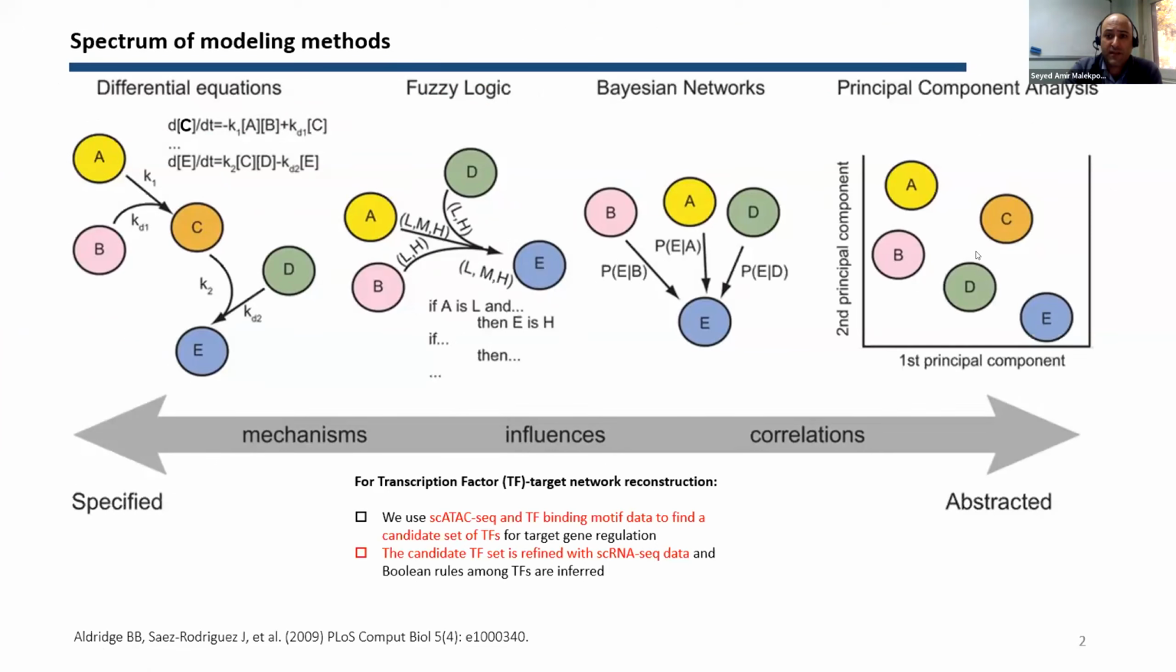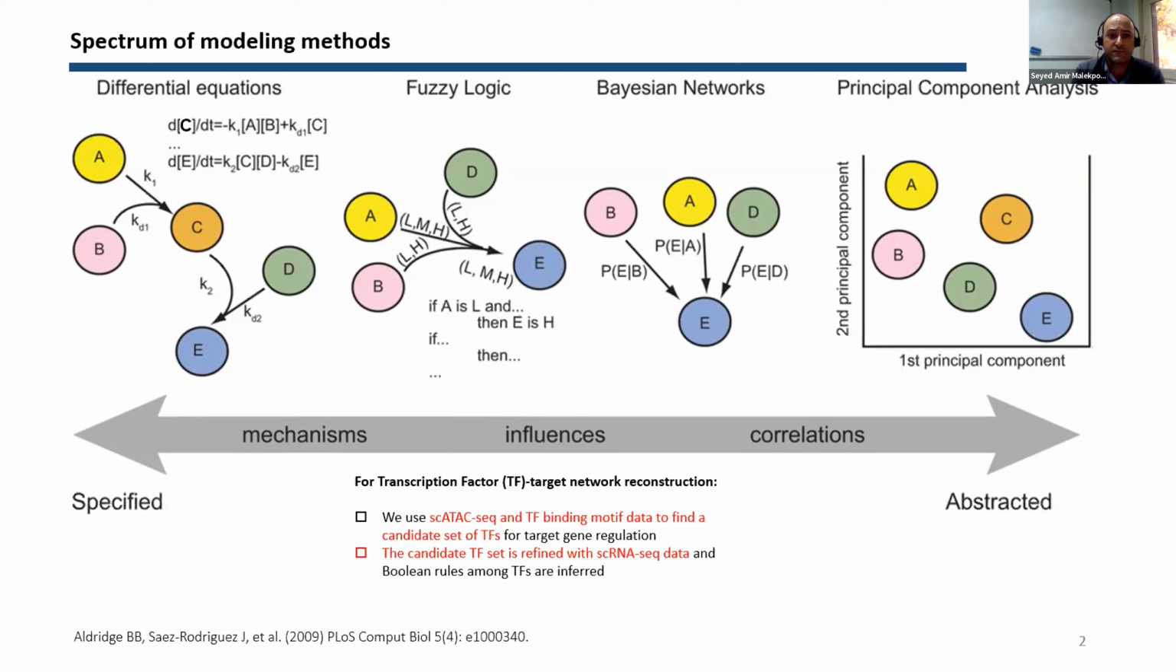Actually, there are different approaches for network reconstruction. Principal component analysis just clusters genes based on co-expression pattern. Bayesian networks find the causal relationship between transcription factors like A, B, and D and their target. On the other hand, we have differential equation and fuzzy logic models. These models assume that the network structure and connections between genes are specified a priori, and they just infer kinetic parameters such as gene degradation rate.